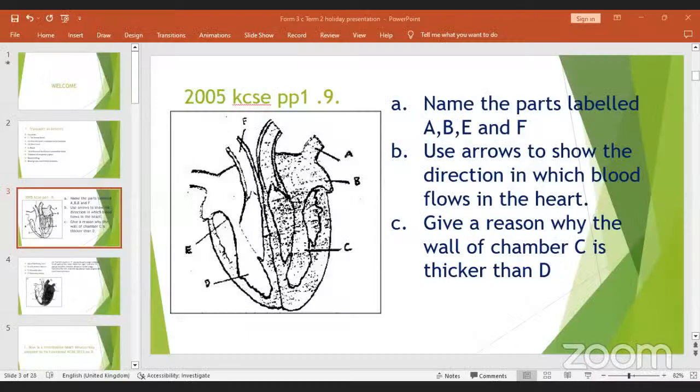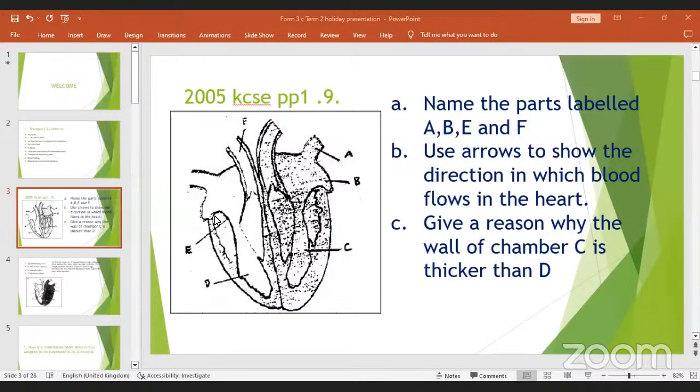This is how blood gets into the heart from the lungs and how it moves out of the heart to the rest of the body. And so your arrows should flow from the vena cava, which is just above part E, then leaving the heart through part F, coming to the heart through part A, and leaving the heart through the outer. That is the direction of the flow.